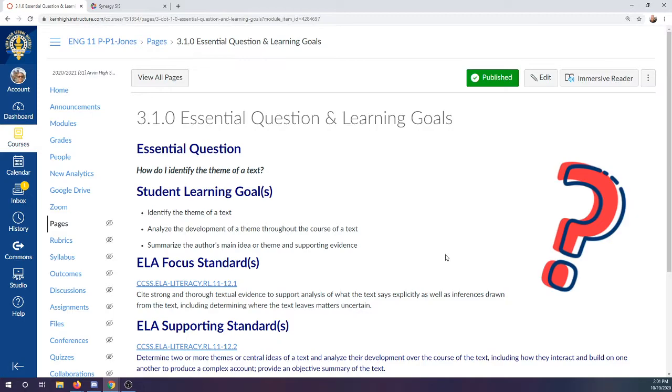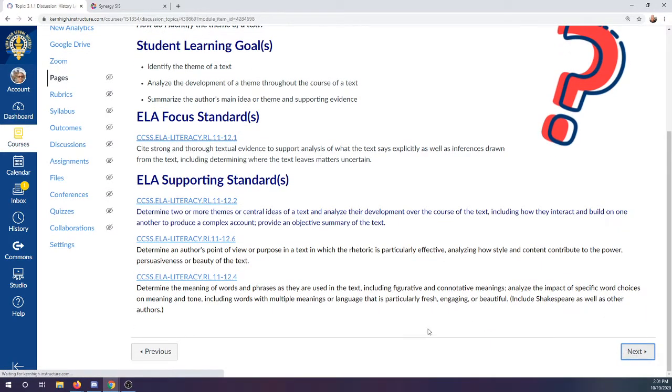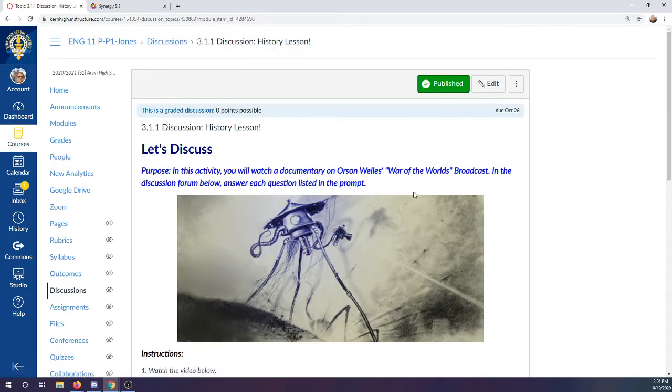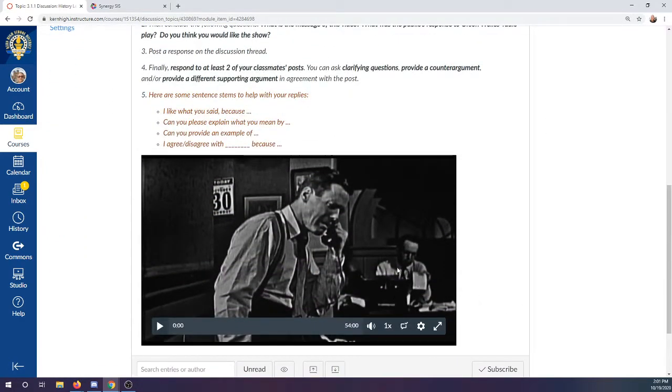Now, if you go to the next page, this is the little introduction for our first lesson of the module. In this first lesson, we are going to identify the theme of a text. And here are the Common Core state standards that we'll be learning. If you go to the next page, we open up with a discussion, and this discussion comes with a video. This is a long film, a documentary about the famous War of the Worlds broadcast. It provides you with a little bit of a history lesson and gives you all the background information that you need before we start our big reading of the text.